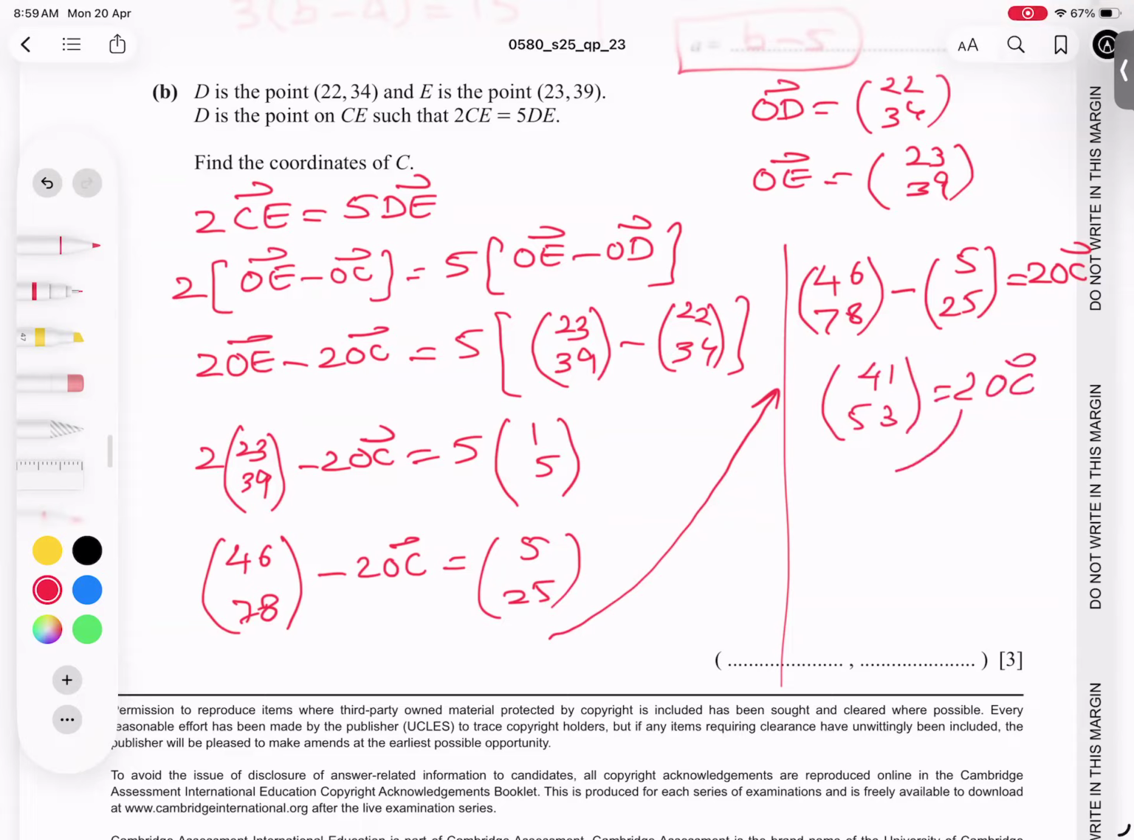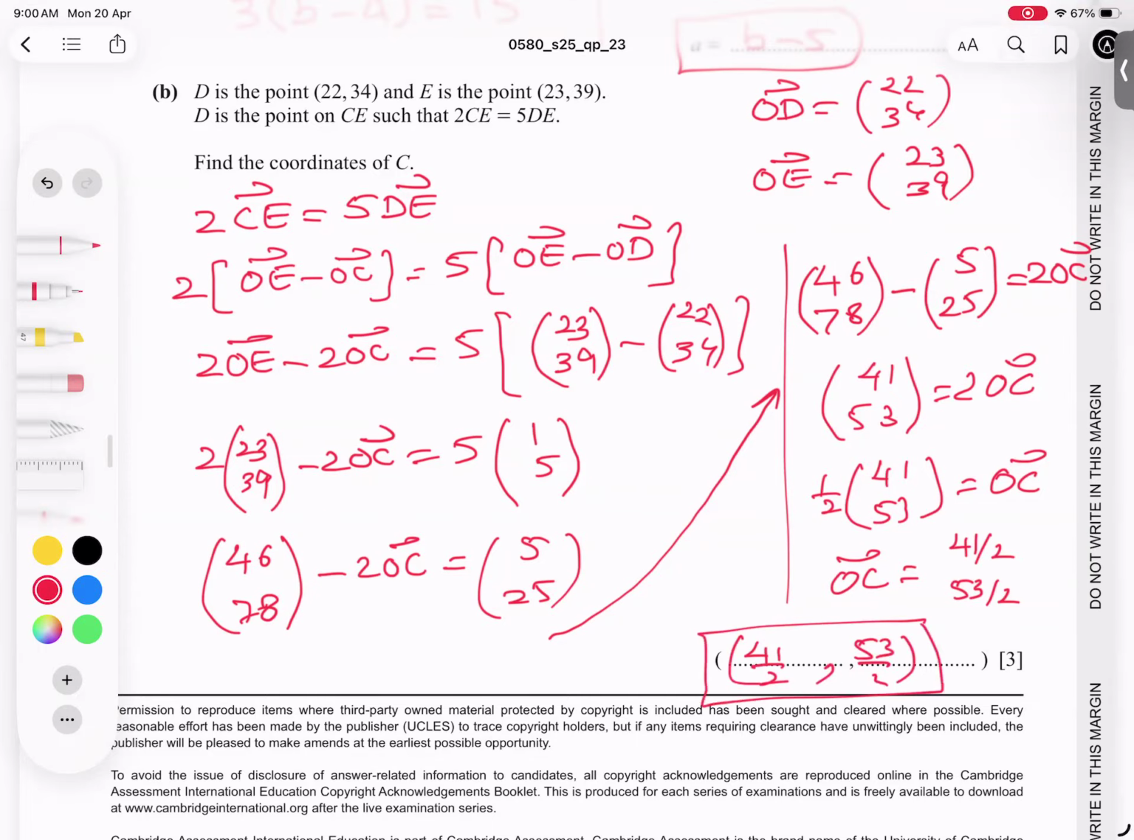Now this 2 will divide there. And divide means it will come like this. Switch the sides, this becomes left and right. Okay, and now we can write 41 over 2 is the x coordinate, and 53 over 2. So I'm writing now the final form here. You can see 41 over 2 and 53 over 2. Put a comma in the middle, and this is my final answer.